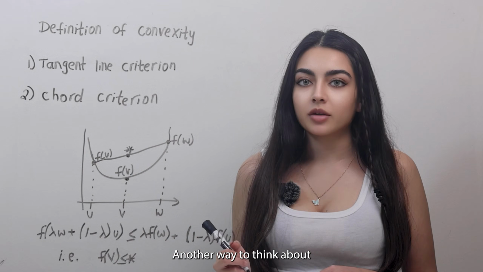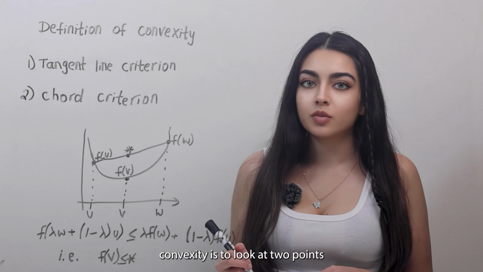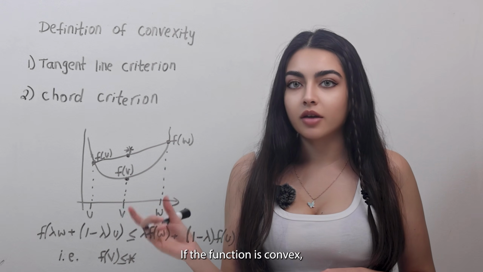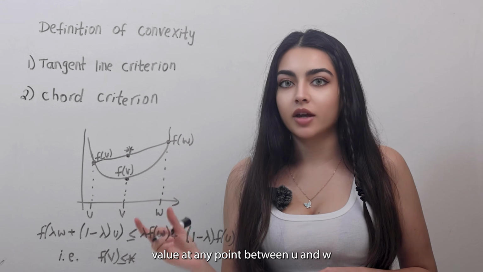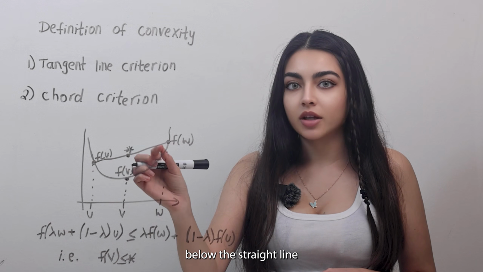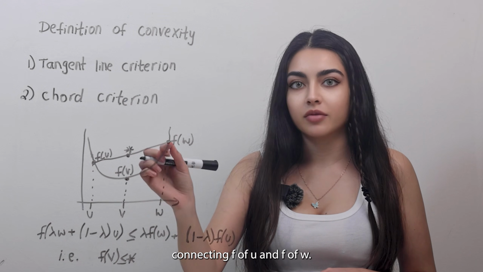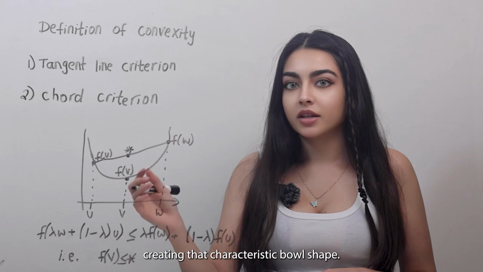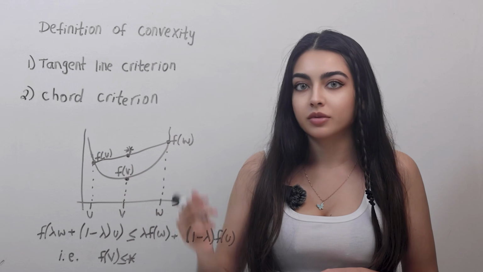Another way to think about convexity is to look at 2 points on the function, u and w. If the function is convex, then the function's value at any point between u and w will lie below the straight line connecting f of u and f of w. This means that the function curves upwards, creating that characteristic bowl shape.